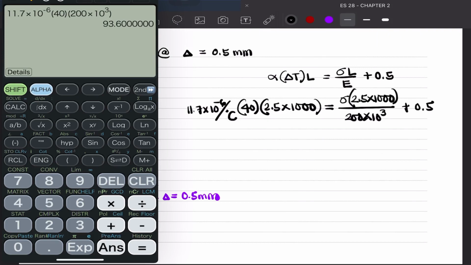Okay, so what is the stress? Stress is equal to 11.7 times 10 to the power of negative 6 times 40 times 2.5 times 1,000 equals stress times 2.5 times 1,000 over 200 times 10 cube plus 0.5. Shift solve.